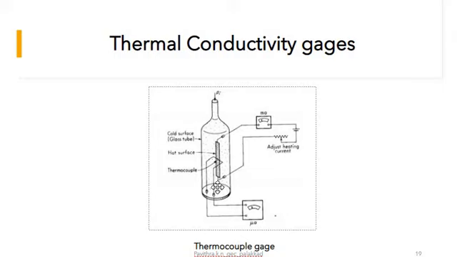Here the cold surface is the glass surface. This is a glass tube, a glass chamber. That is the cold surface, and it will be almost equal to room temperature. These thermocouple gauges are available to measure in the range of 10 raised to minus 4 to 1 torr.